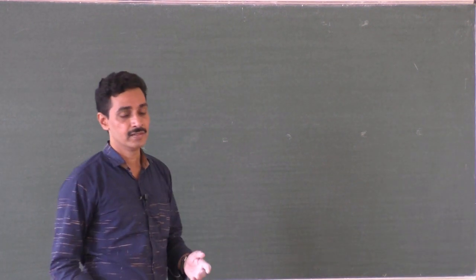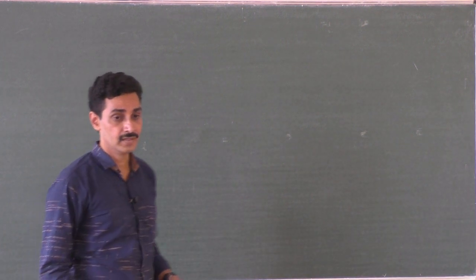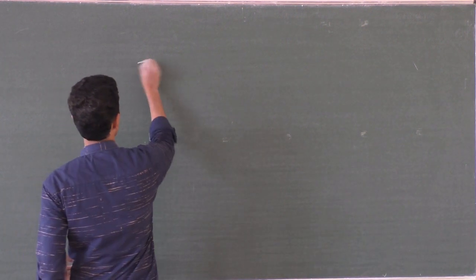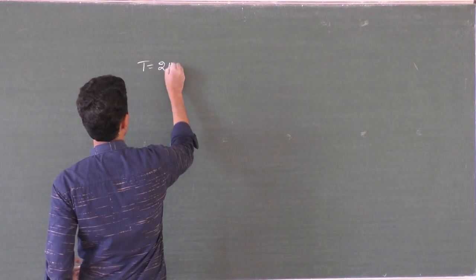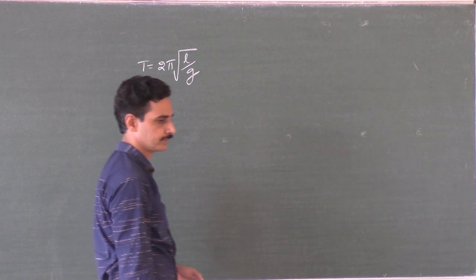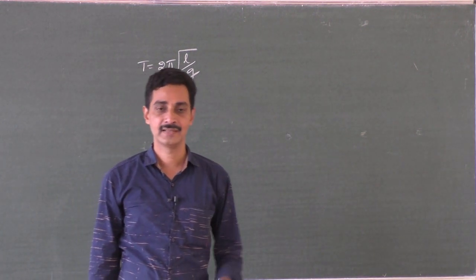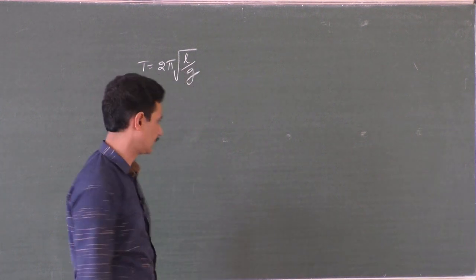Okay, let it be. So can you get the same equation, T is equal to 2π into square root of L by g? So what is the meaning of this equation? T is equal to 2π into square root of L by g. Let's see what it means. T is equal to 2π into square root of L by g represents the period of oscillation of a simple pendulum.